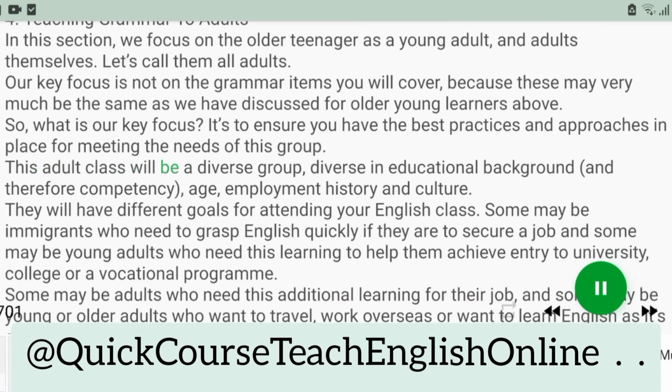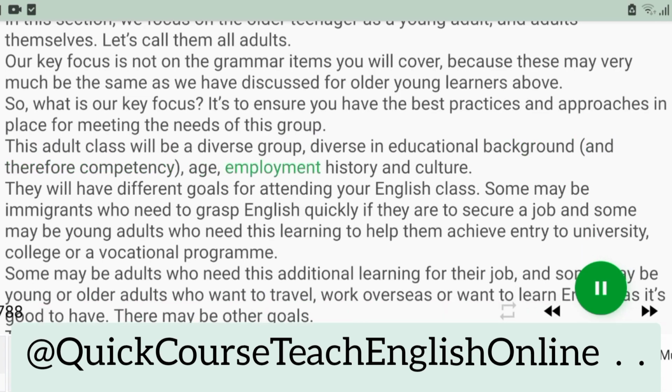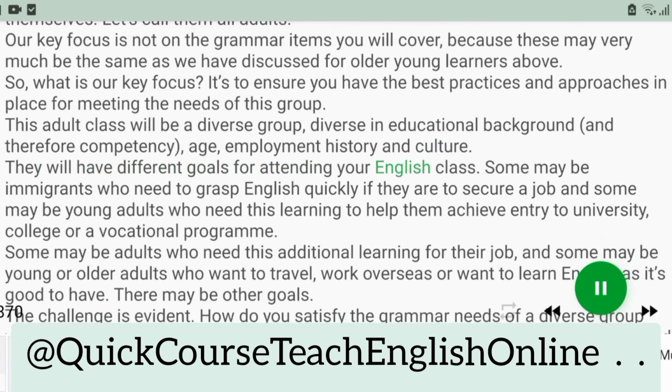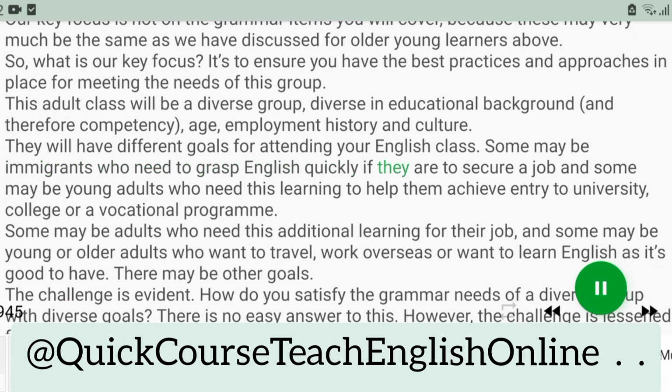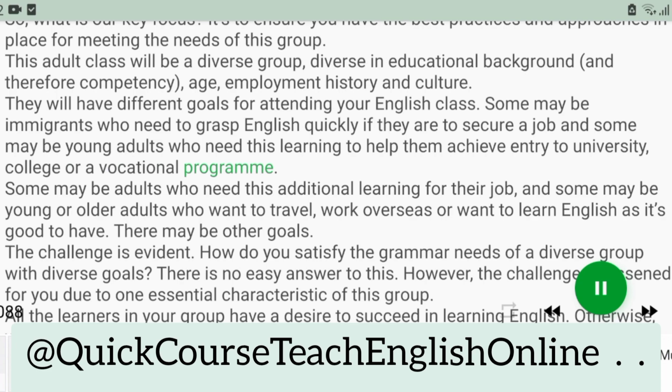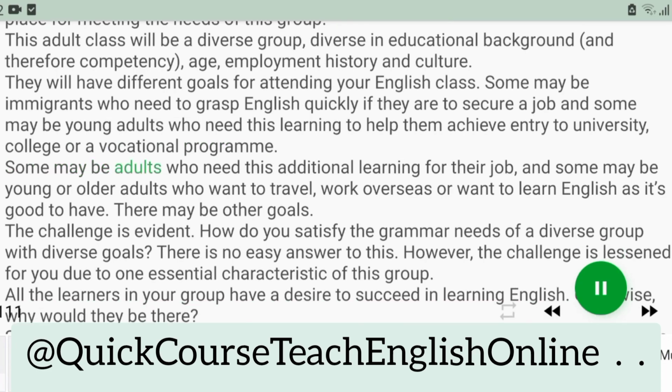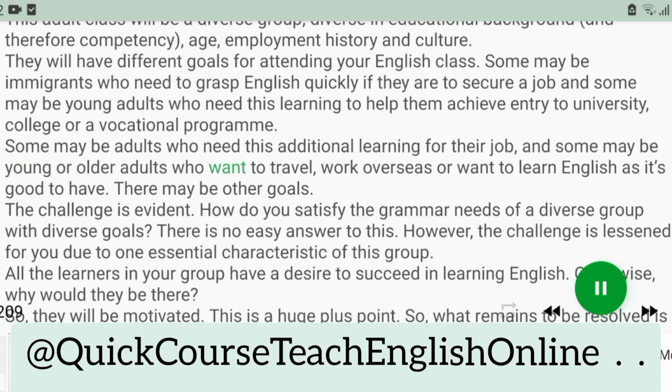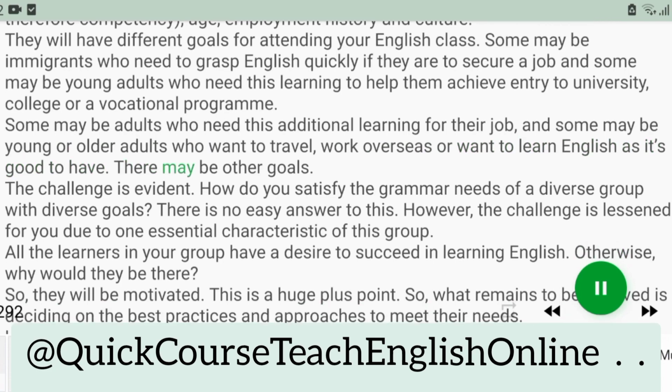This adult class will be a diverse group, diverse in educational background, and therefore competency, age, employment history and culture. They will have different goals for attending your English class. Some may be immigrants who need to grasp English quickly if they are to secure a job, and some may be young adults who need this learning to help them achieve entry to university, college, or a vocational program. Some may be adults who need this additional learning for their job, and some may be young or older adults who want to travel, work overseas, or want to learn English as it's good to have. There may be other goals.